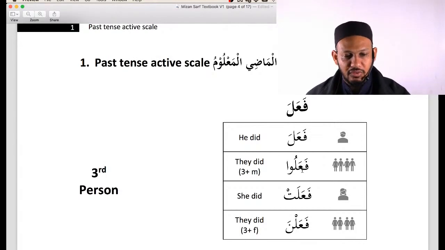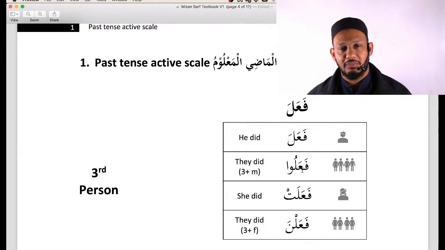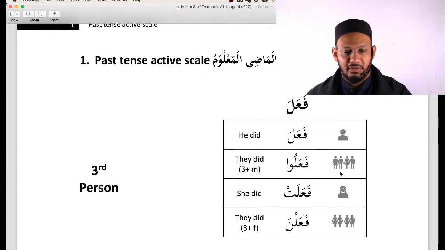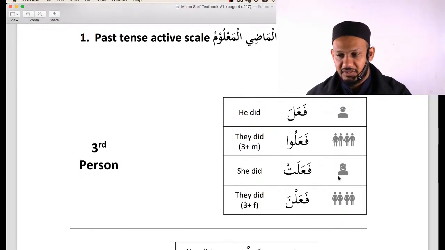Then fa'alu. Remember, fa'alu has two meanings. Fa'alu can mean they, a group of males, did, or it can mean they, a mixed group, did. You with me? They're males and females. So I basically included the females there, because in the Quran, most of the time, the verbs are going to be used for a mixed group. So it can mean a group of men, but most of the time it's going to refer to a mixed group. Then fa'alat is a female, she did.